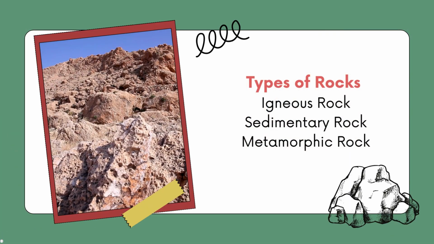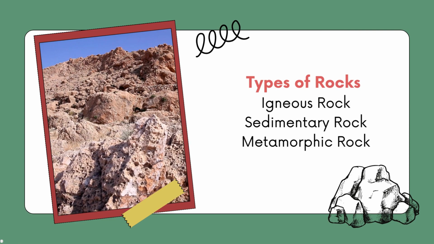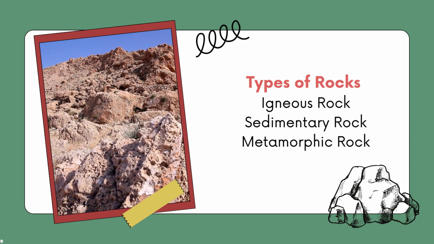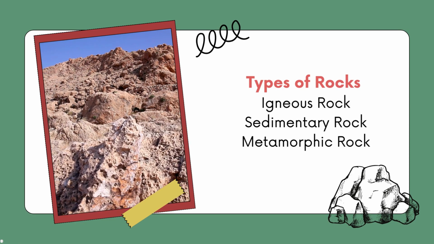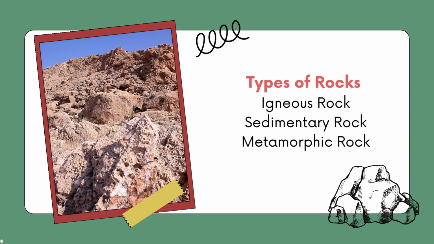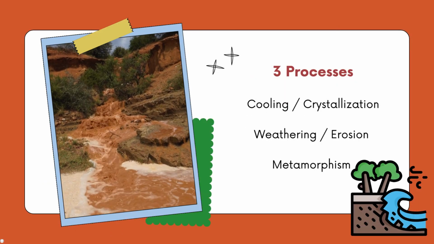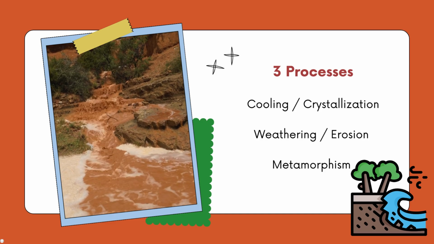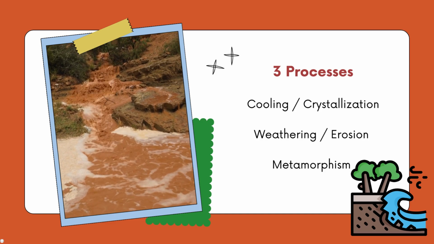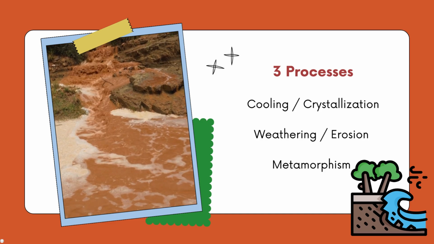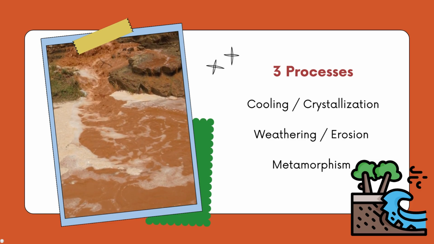In the cycle, there are three broad types of rocks that are distinguished by the process of their formation. We have igneous, sedimentary, and metamorphic rocks. In addition to this, there are three main processes that can change those types of rocks. We have cooling and crystallization, weathering and erosion, and metamorphism.